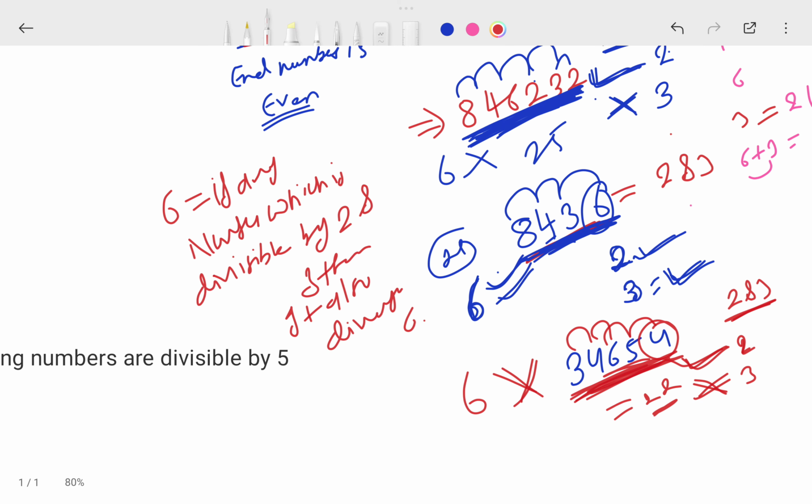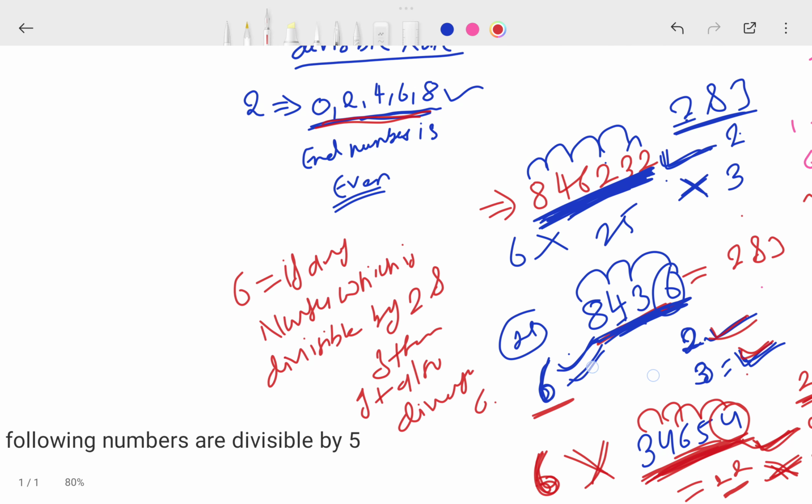If it is divisible by 3 but not 2, then also it is not going to be divisible by 6. If it is divisible by 2 but not 3, it is also not divisible by 6. For a number to be divisible by 6, it has to be divisible by 2 and 3, both. Only then is it divisible by 6. Remember. Okay, is it clear?